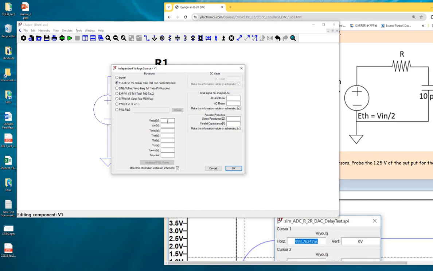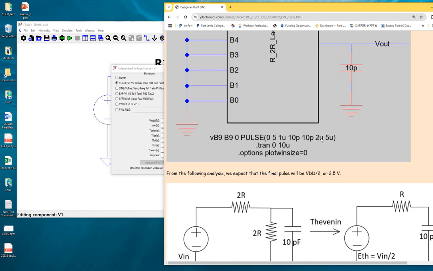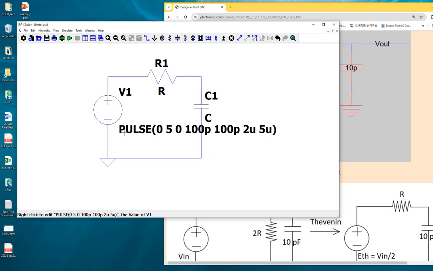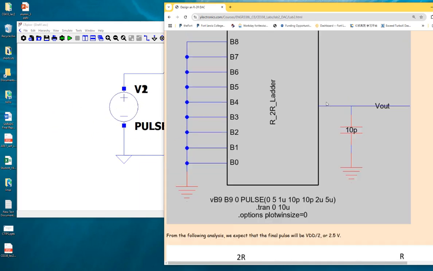Advanced pulse, initial value 0 up to 5, time delay 0, it doesn't have to delay anything. 100 picoseconds for the rising edge, 100 pico for the falling edge, and T on to be, let me see what I used here. See, T on is 2 micro, 5 micro for the period: 2U and 5U. And that's it for the pulse. So that's going to be the signal for the voltage.